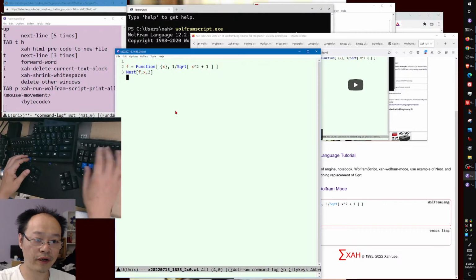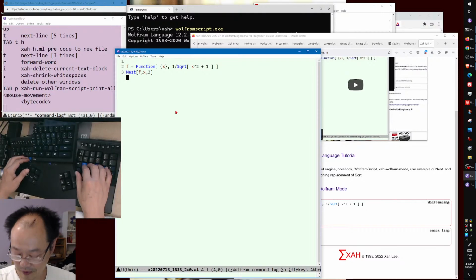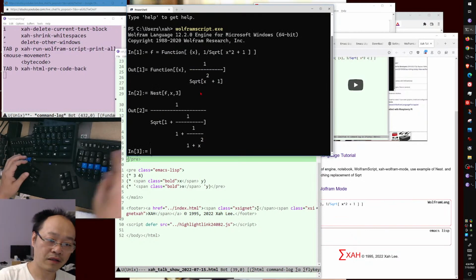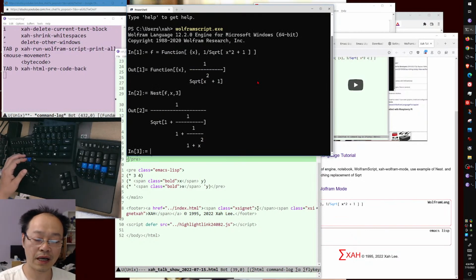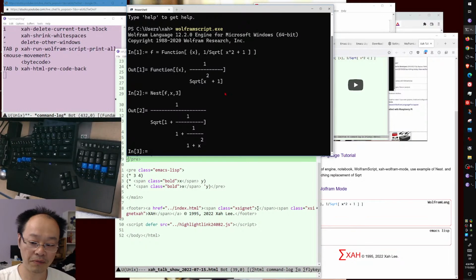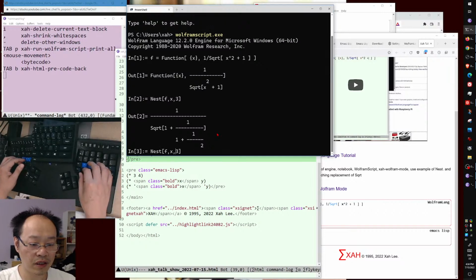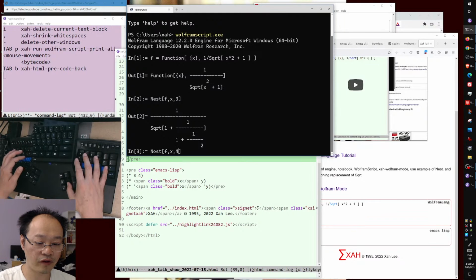I can probably fix it because I have the proper Wolfram desktop. Anyway, what I want to show is the power of symbolic pattern matching. Right now you see this expression, square root 2, let's see, nested 3 times. Let's say nested 4 times.